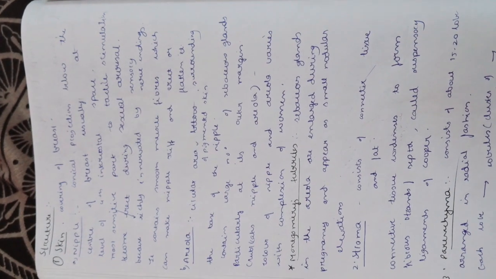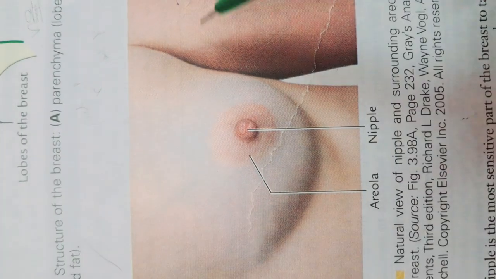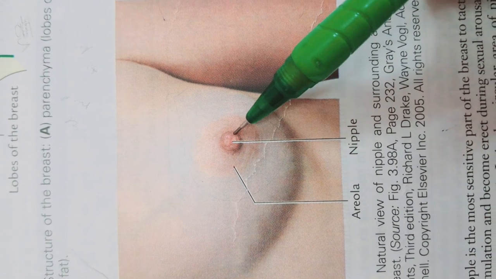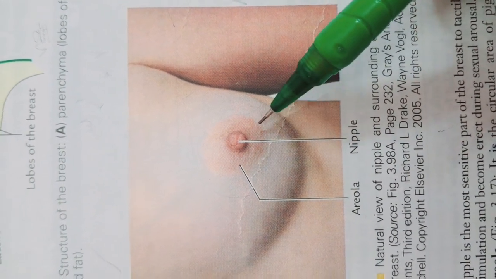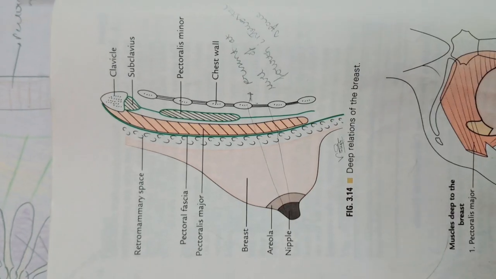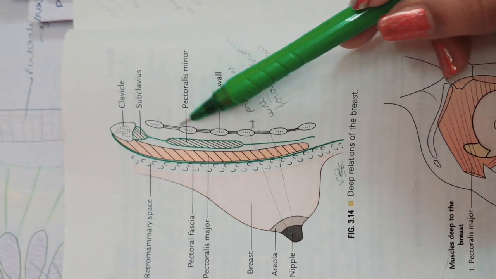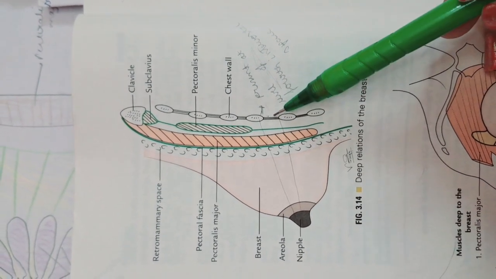Now let us see the structure of mammary gland. Skin is the covering of the breast. Nipple is the conical projection below the center of breast, usually at the level of fourth intercostal space: first, second, third, fourth.